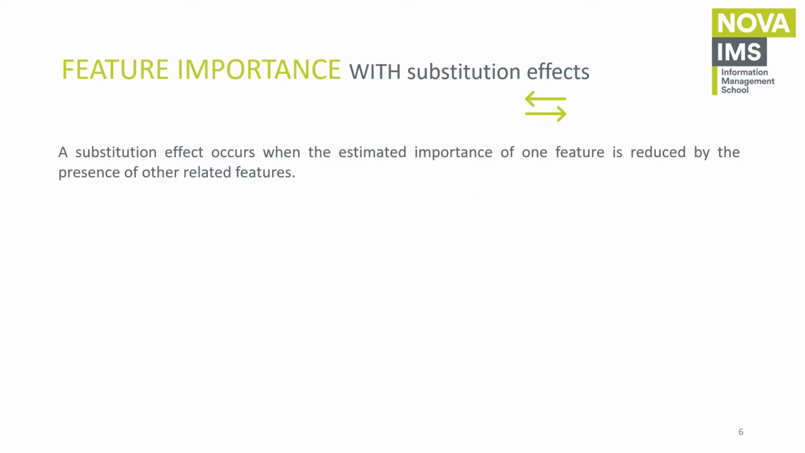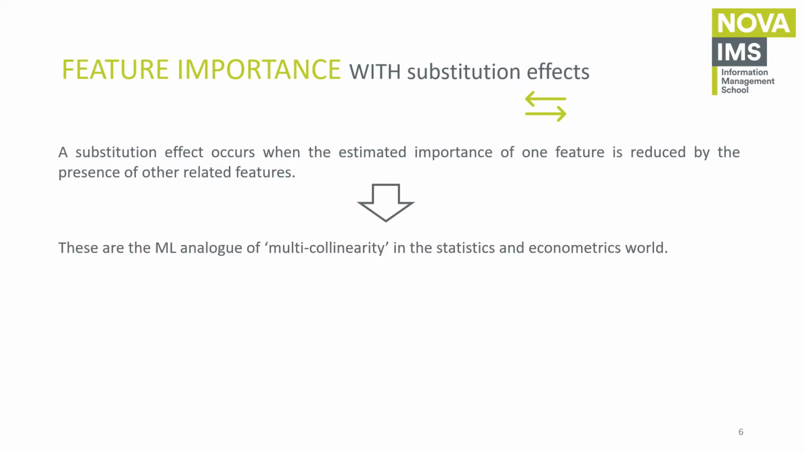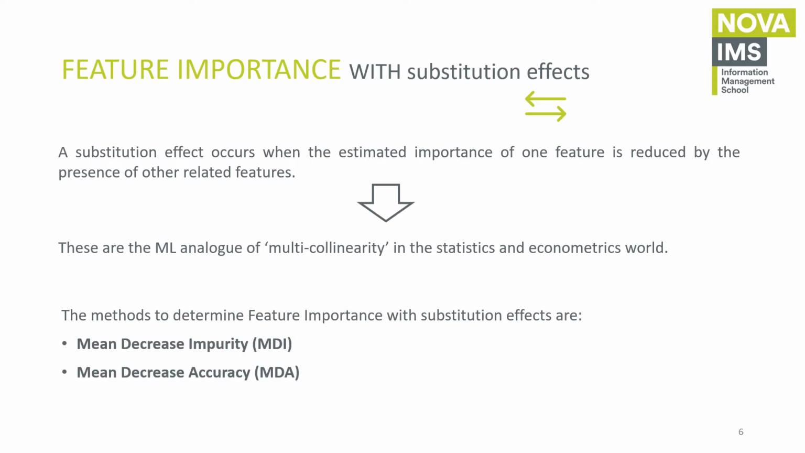Beginning with feature importance with substitution effects, we must first define what these are. A substitution effect occurs when the estimated importance of one feature is reduced by the presence of other related features. So to say, these are the machine learning analogs of multicollinearity in the statistics and econometrics fields. To determine feature importance with substitution effects, we have two main methods. So we have mean decrease impurity, or MDI, and mean decrease accuracy, or MDA.